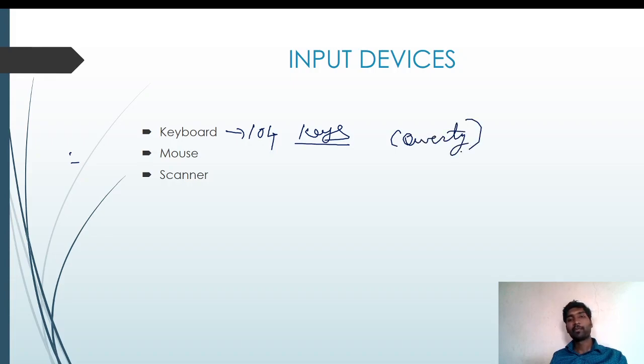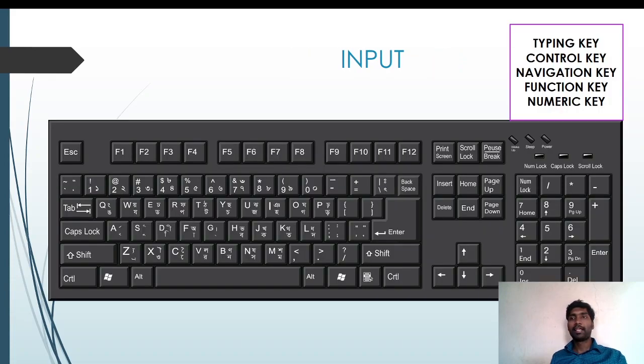There are two types of keyboard. We are using mostly the QWERTY type keyboard. And next is a mouse, scanner. These three are the input devices we are going to learn. Now let's see deeply. First one is a keyboard.